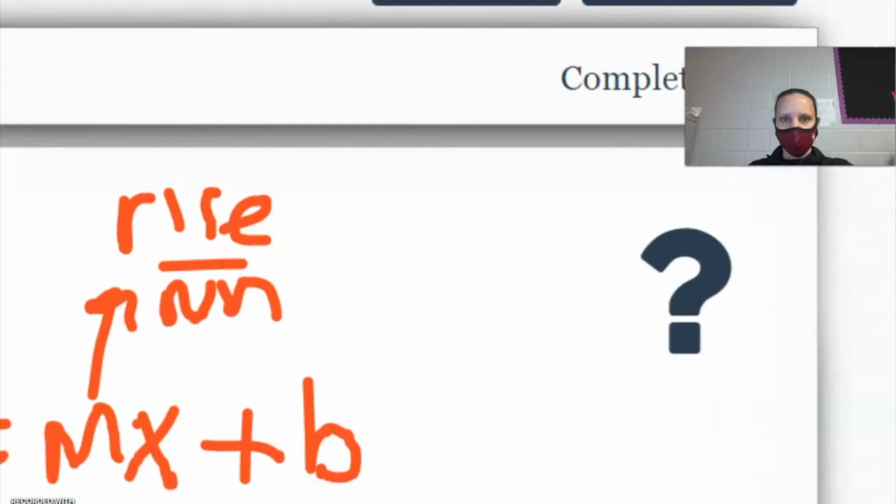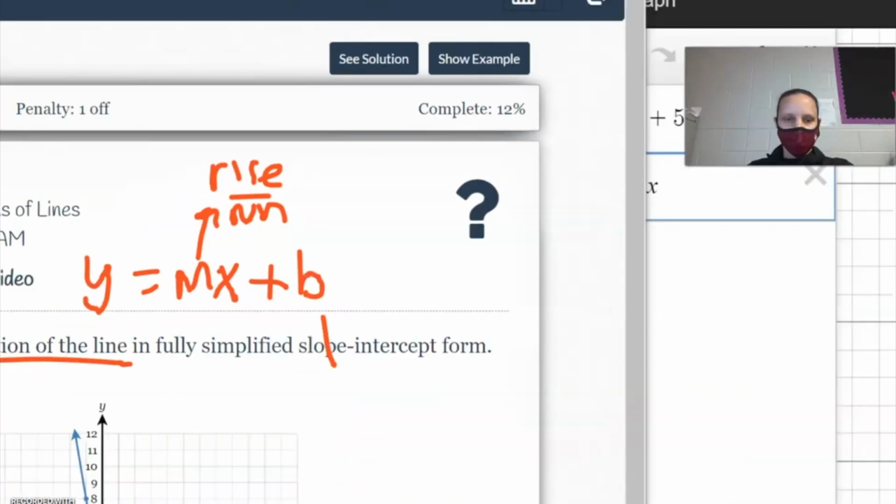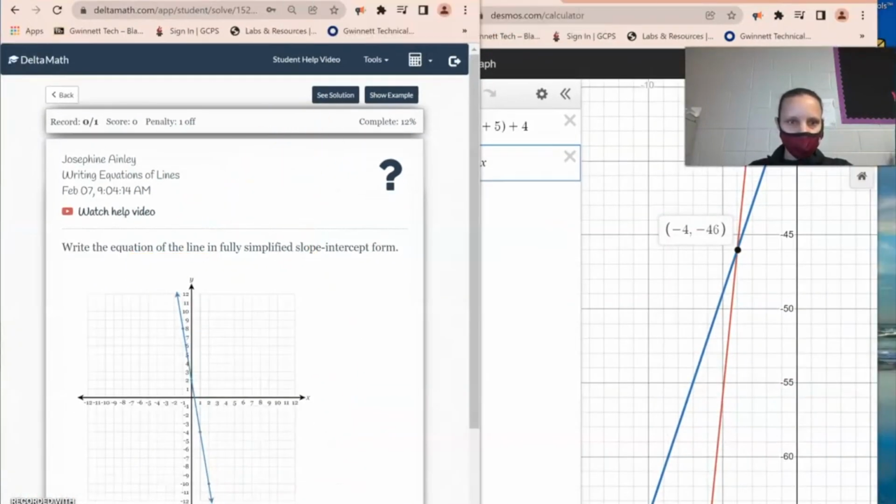Oh, it's going the wrong way. All right, so I'm going to look at that in order to write it down. It crosses the y-axis at 2. And then you pick any 2 points. I'm going to go from this point right here to this point right here to see my rise and run.